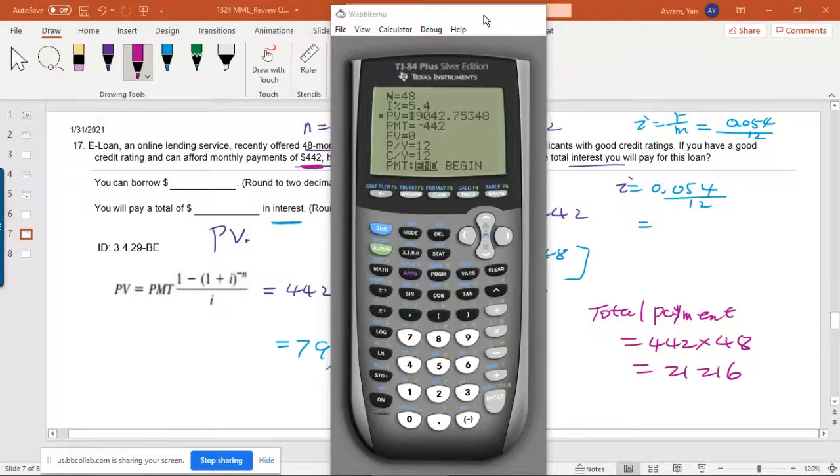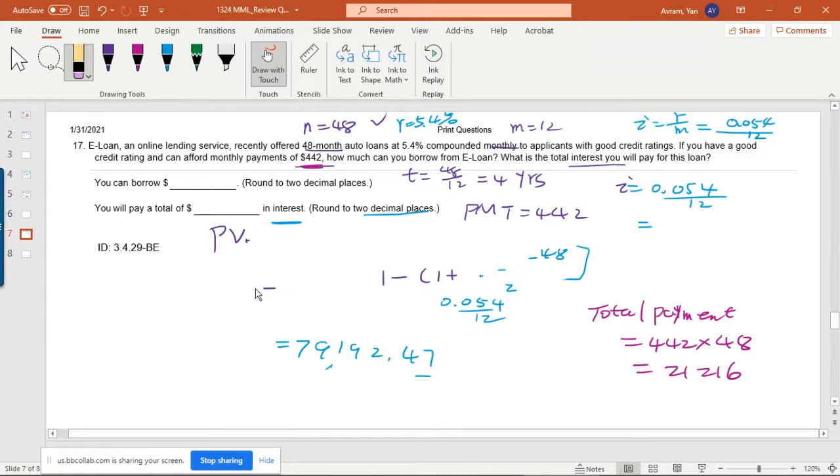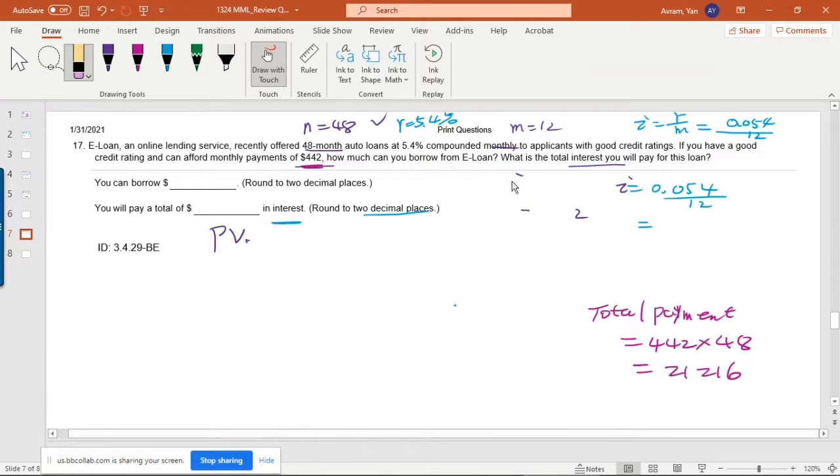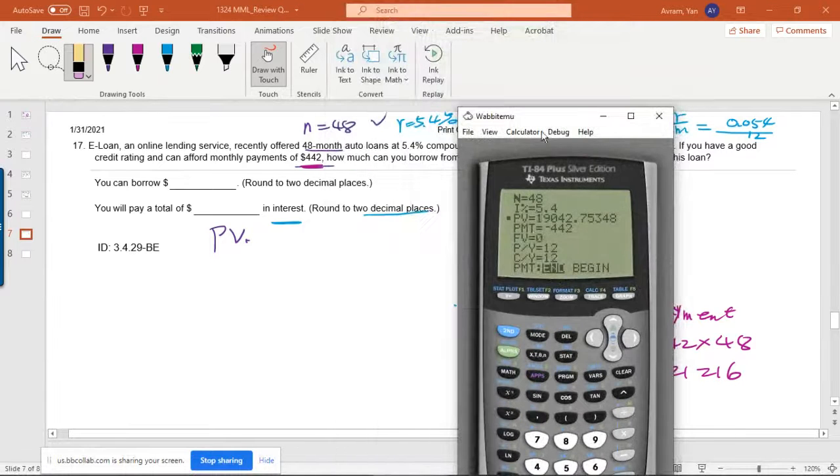$19,042.75. Okay, so for some reason, that's why I like using the app. The calculation somehow didn't come out correctly. That's why the formula here is very hard to do right. Using the app here is much easier. We give you the answer directly right away, so you don't have to look at a lot of parentheses.